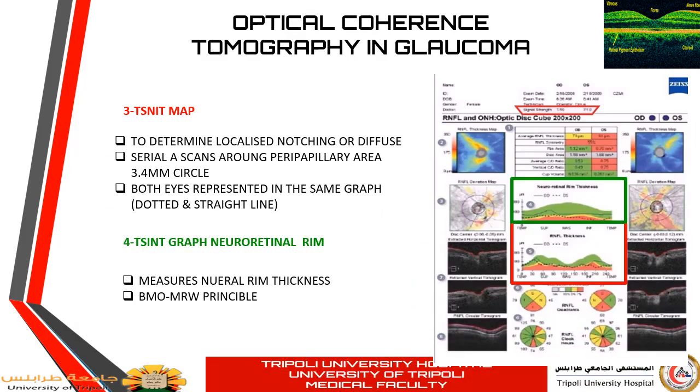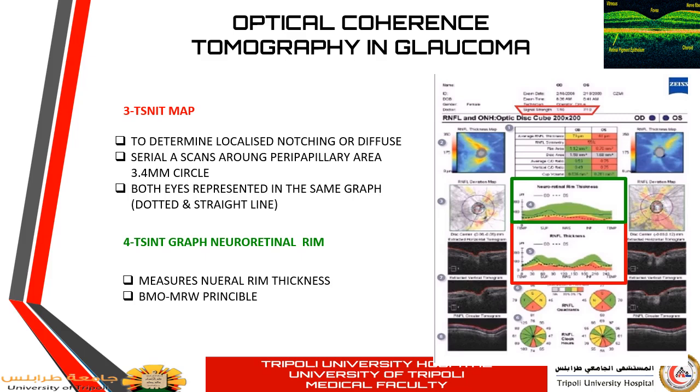Now, this map, the same, is called the TISNet graph of the neuroretinal rim. The same thing, but now we are speaking on the neuroretinal rim, not on the peripapillary area. And here we compare the thickness. Is it obeying the ISNT rule or not? That is, you find the inferior part of the optic disc is thicker, followed by the superior, followed by the nasal, followed by the temporal part, or not, or if there is any deviation from the normative data, so we can see if your patient is at risk or not.